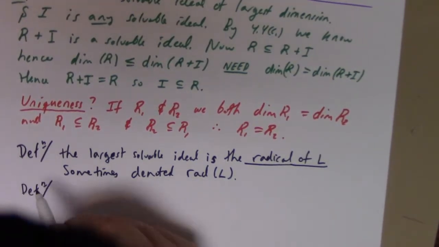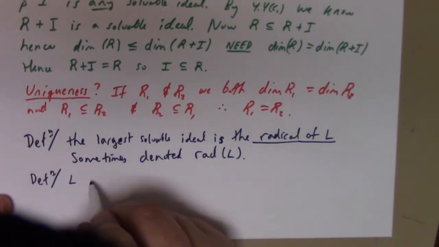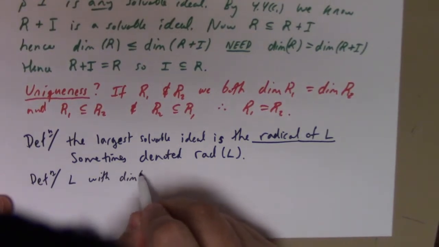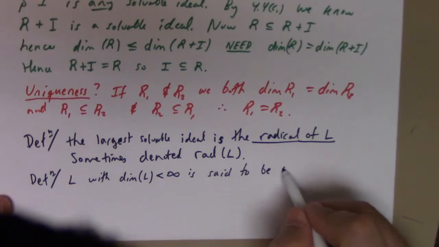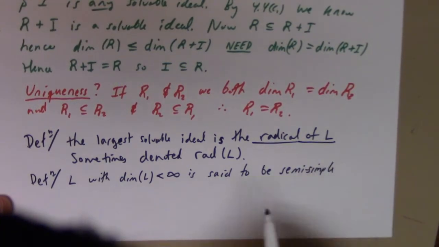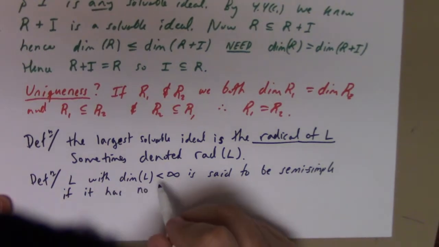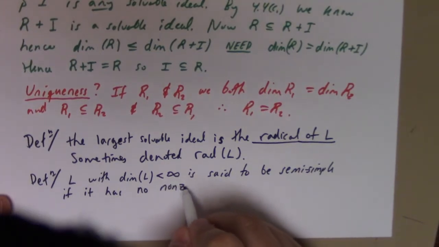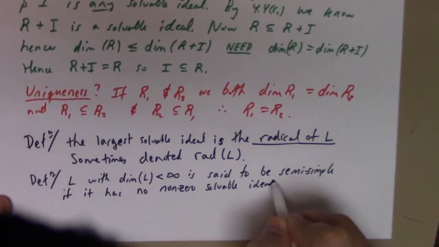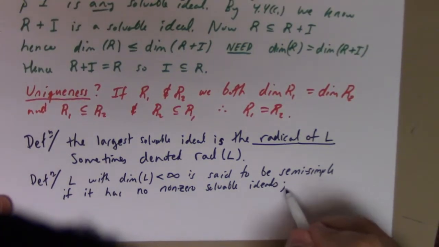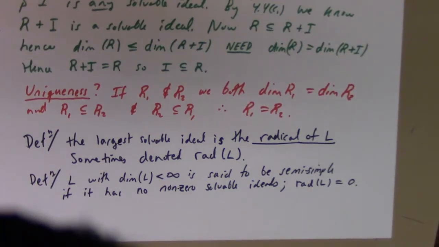So while we're on this, I told you guys about this last time we met, but here it is. A non-zero finite dimensional Lie algebra L, with the dimension of L less than infinity, is said to be semisimple if it has no non-zero solvable ideals. That is, if the radical of L is 0. So he points out at this point that SL2C is semisimple.